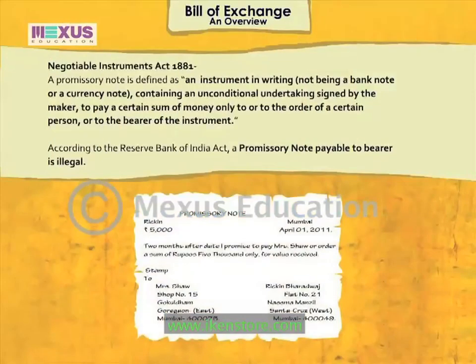According to the Negotiable Instruments Act of 1881, a promissory note is defined as an instrument in writing, not being a bank note or a currency note, containing an unconditional undertaking signed by the maker to pay a certain sum of money only to, or to the order of a certain person, or to the bearer of the instrument. However, according to the Reserve Bank of India Act, a promissory note payable to the bearer is illegal. Therefore, a promissory note cannot be made payable to the bearer. It is a document signed by a borrower promising to repay a loan under agreed upon terms and is also called note.